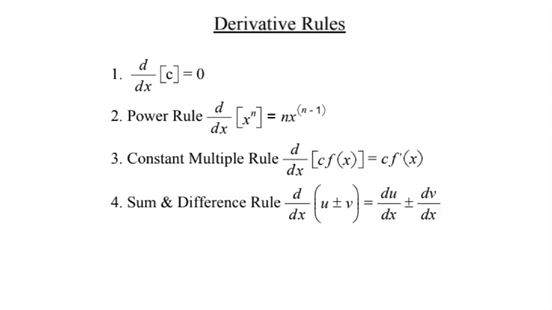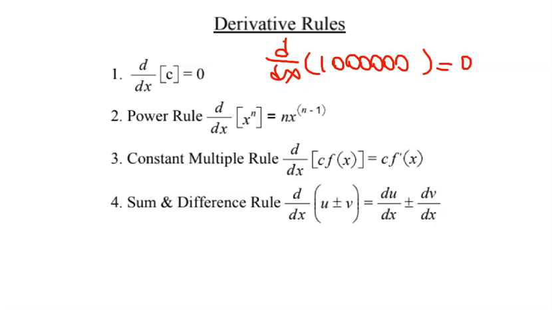So let's get started. The very first rule is when you take the derivative of a constant number, the derivative is always 0, which means d over dx, it could be like 1 million, but the derivative is still just equal to 0.